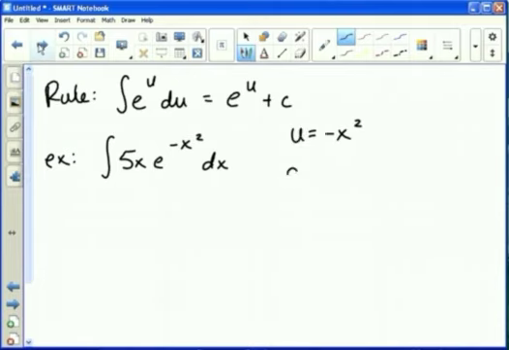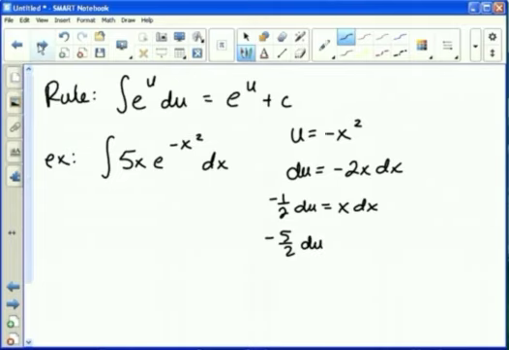Derivative of that is negative 2x. And we're going to have to be kind of creative because we've got to change a negative 2 into a positive 5. I'm going to do this in 2 steps. I know I don't want negative 2, so I'm going to divide that over. I do want a 5, so I'm going to multiply both sides by 5.